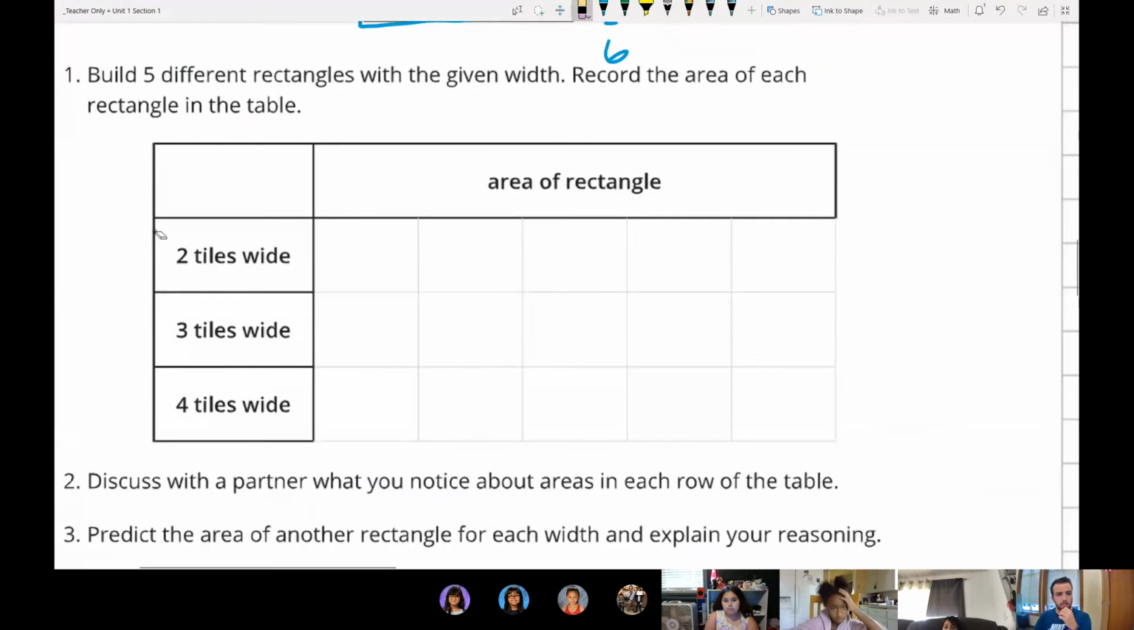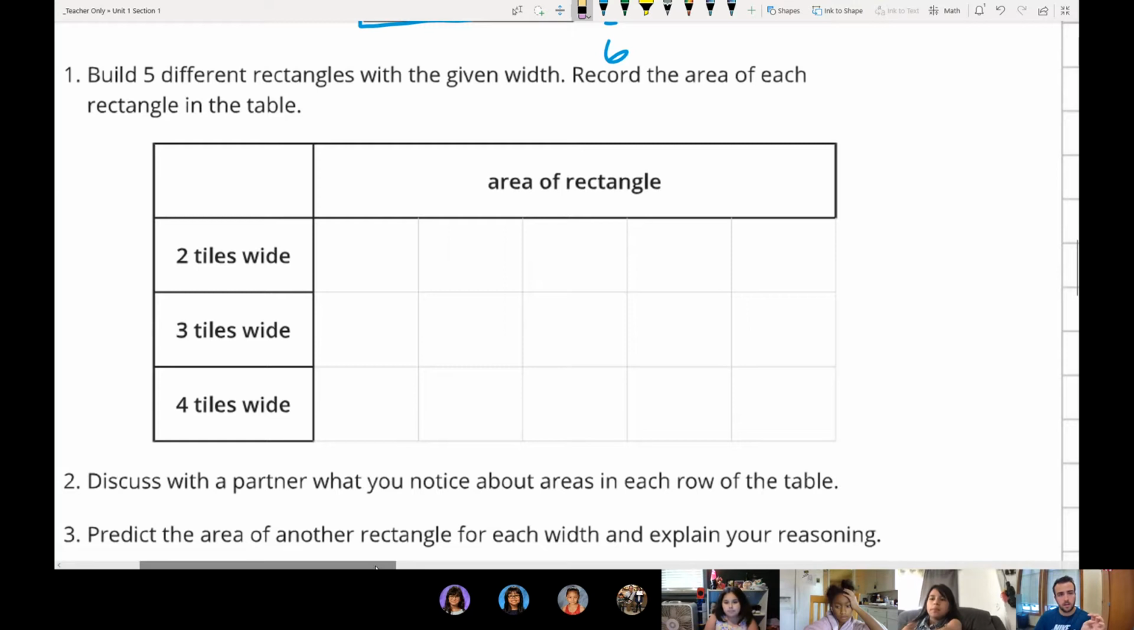So I want you to build, aka draw, 5 different rectangles with a given width. Now, you don't have to do 5. We don't have enough time to get to 5. So let's maybe say 3. What you're going to do is make 3 rectangles that are 2 tiles wide. And as you do it, I want you to write the area here for each of them. And then you're going to move down to 3 tiles wide and draw 3 rectangles that are 3 wide and give their areas here. And then 4 tiles wide and do their areas here.